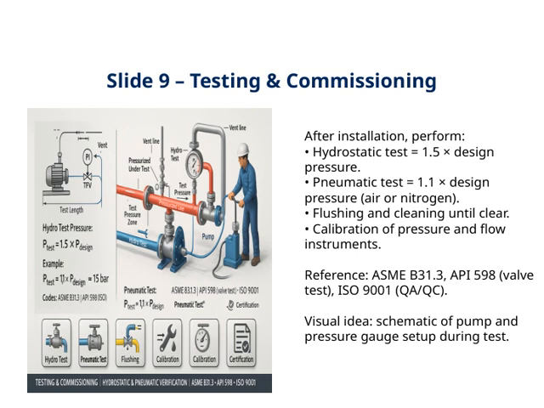After these pressure tests, we need to flush and clean the system thoroughly until the fluid runs clear. This step is crucial to remove any debris or contaminants that could affect operation. Then, we calibrate all pressure and flow instruments to ensure they provide accurate readings during operation. It's also important to note that these procedures are guided by standards like ASME B31.3, API 598 for valve testing, and ISO 9001 for quality assurance and quality control.